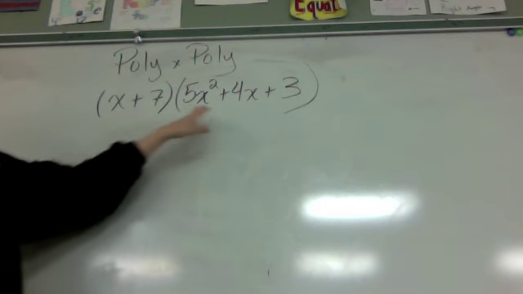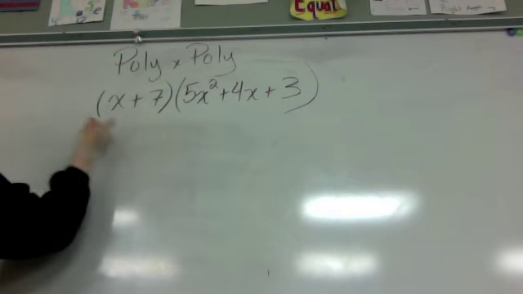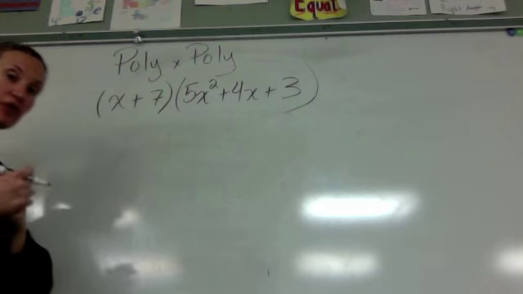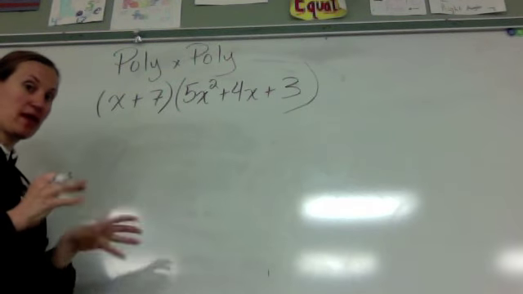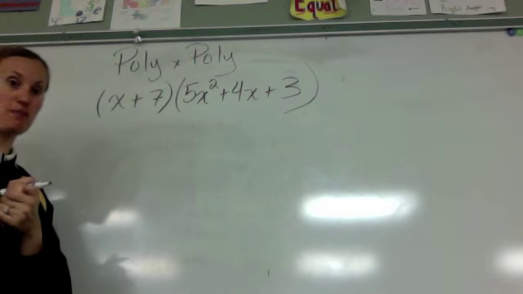What I have is a binomial times a trinomial. This could be a binomial times a 4-term, or a trinomial times a 5-term. I mean, it could be anything. Okay? Right now I'm going to do kind of the distributive property way, so if you prefer the box method, you can fast forward through this part till you see me start to do the box here.